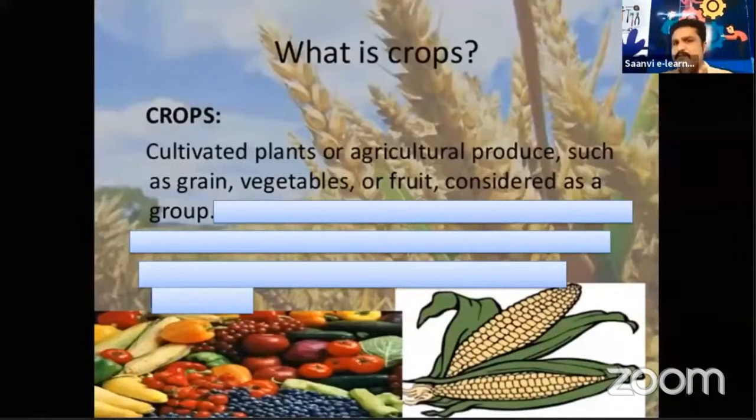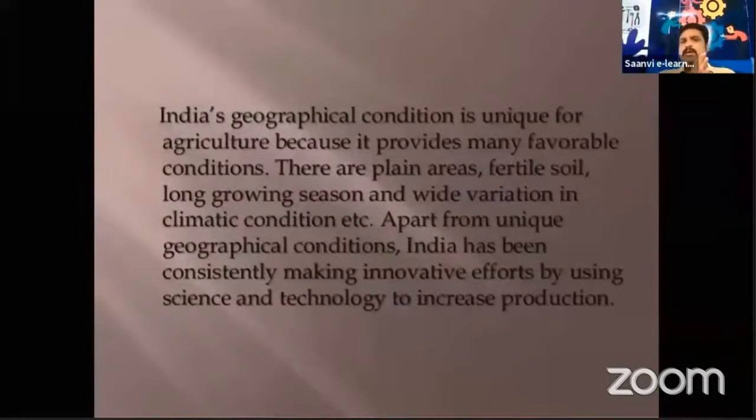Example they have given: grain, vegetable, fruits, etc. Generally we call. Okay, coming to that. India's geographical condition is unique for agriculture because it provides many favorable conditions. So dear students, already you have learned about the physical features of the earth, or physical features of our country, in the previous classes.